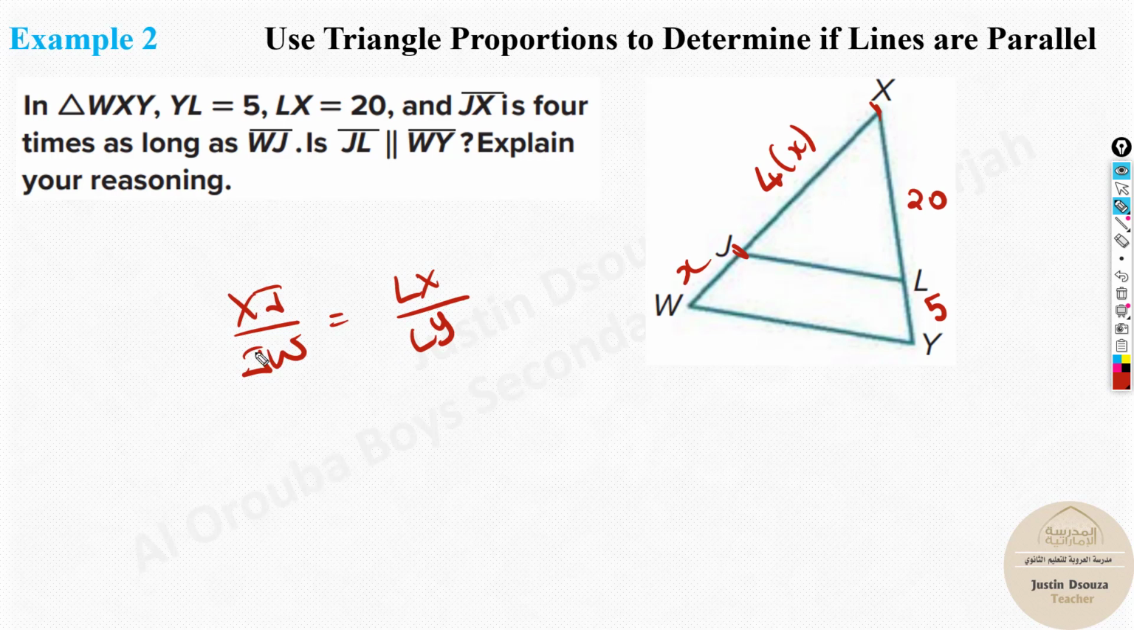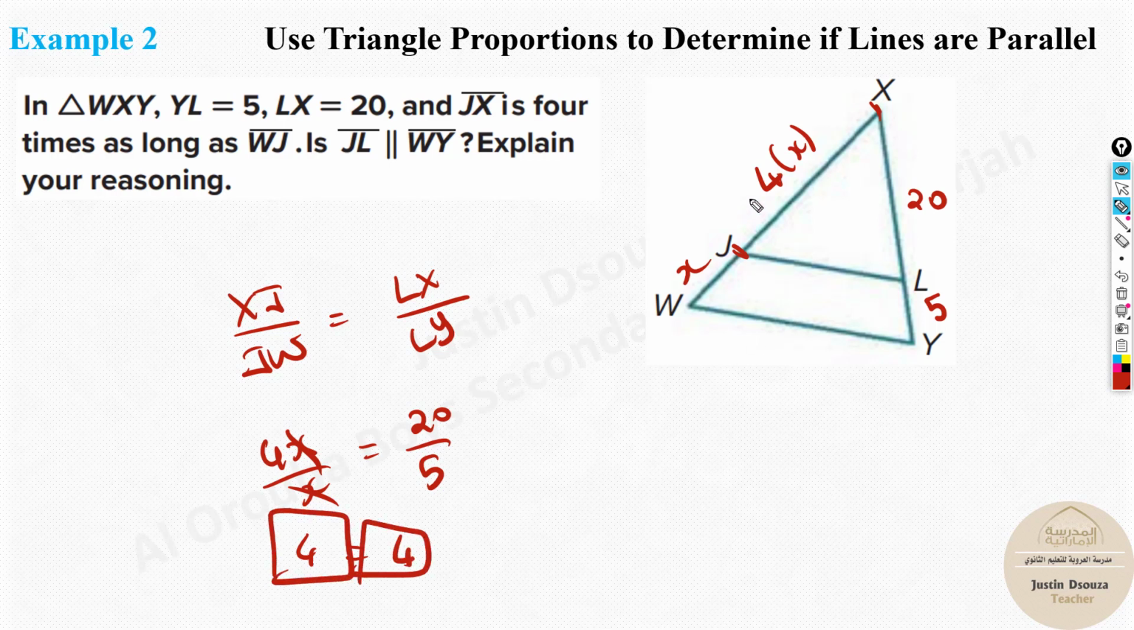Now let's compare. Let's write it out and solve it. XJ is given by 4x divided by x, that is equal to 20 by 5. When you solve it, how much do you get? You get 4. It must be equal to 20 by 5, also 4. Yes, they both are 4. That means these sides are proportional. If sides are proportional, then these two lines are parallel as well. So that is the answer. This is how we solve this.